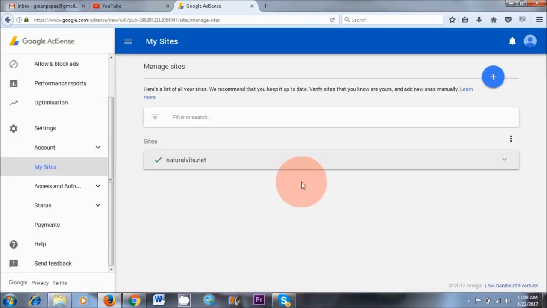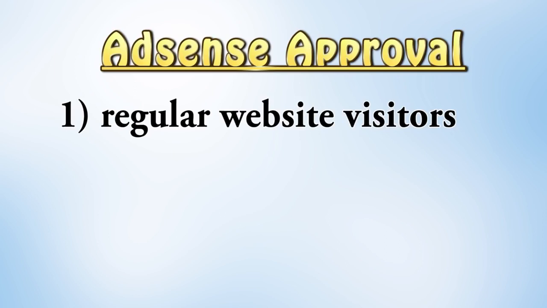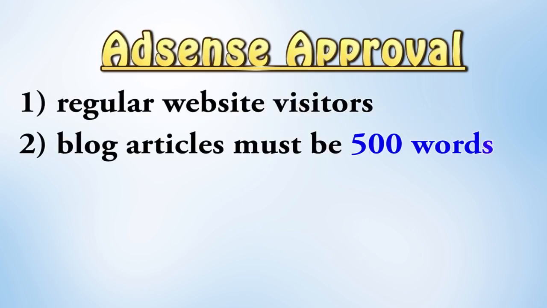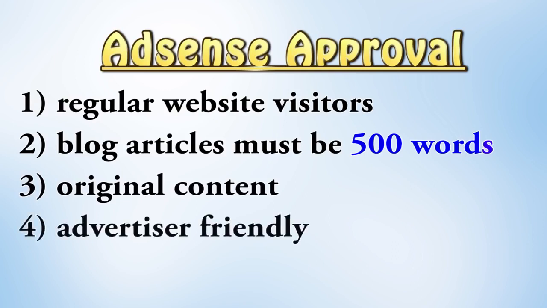Now there are some things that you do need to be aware of. What I recommend is only submit your blog post to Google AdSense for monetization once you have around about 20 to 30 people visiting your site on a daily basis. Number two, your blog articles need to be at least 500 words in length. If your blog articles are usually less than 500 words, then you are most likely going to get disapproved from Google AdSense. Also, all of your content needs to be original. If you've copied content and put it on your website, then you're most likely going to get disapproved as well. And finally, your content needs to be advertising friendly. So it's good to bear all of these things in mind.